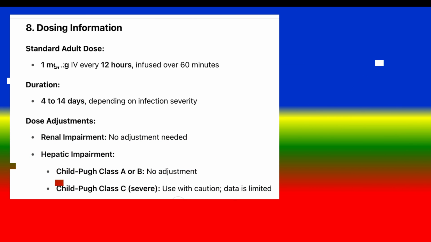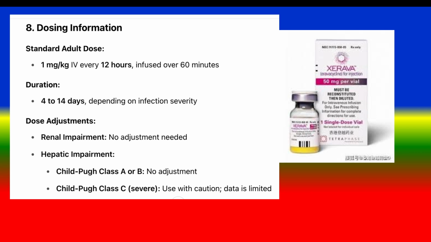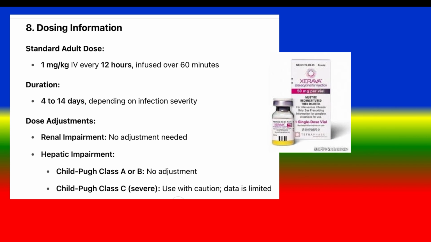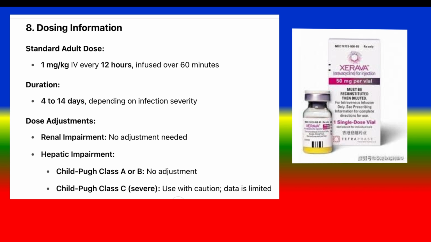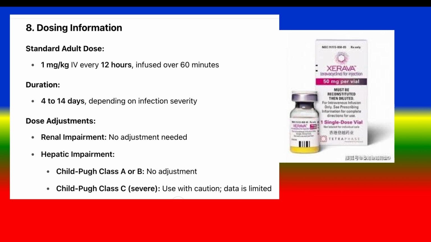8. Dosing information. Standard adult dose, 1 mg per kilo IV every 12 hours, infused over 60 minutes. Duration 4 to 14 days, depending on infection severity. Dose adjustments. Renal impairment, no adjustment needed. Hepatic impairment, Child-Pugh class A or B, no adjustment. Child-Pugh class C, severe, use with caution.